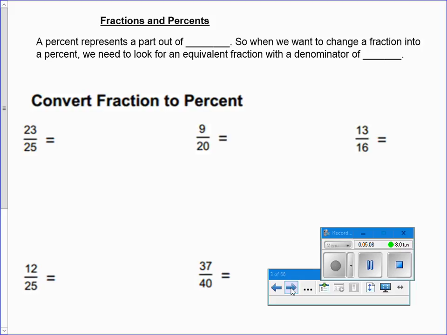Back side of the page again, this is a skill we talked about in Unit 1, fractions and percents. A percent represents a part out of 100. So if we want to change a fraction into a percent, we have to look for the same value fraction, an equivalent fraction, with a denominator of 100.